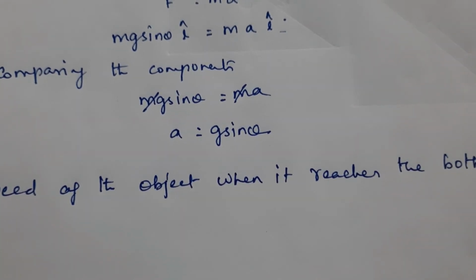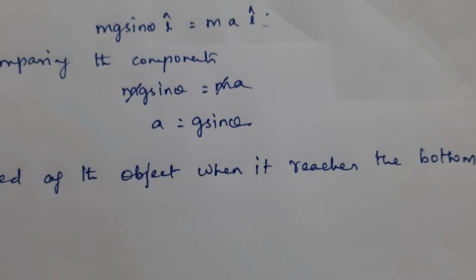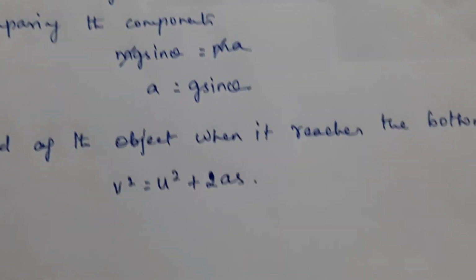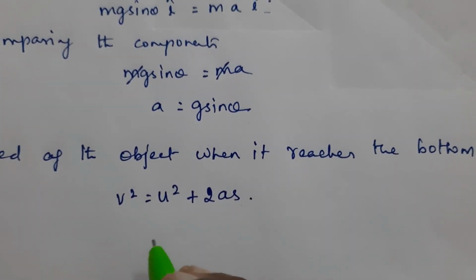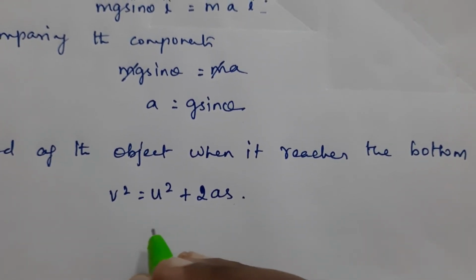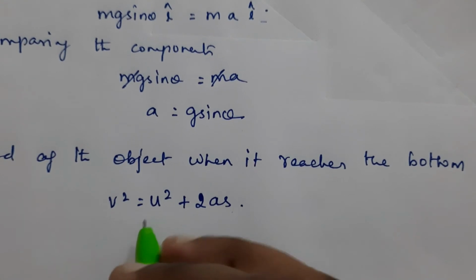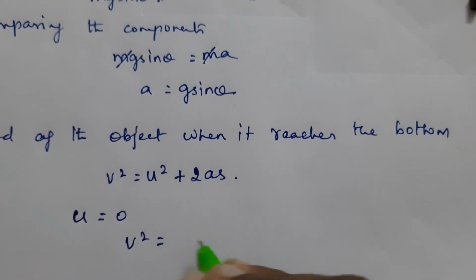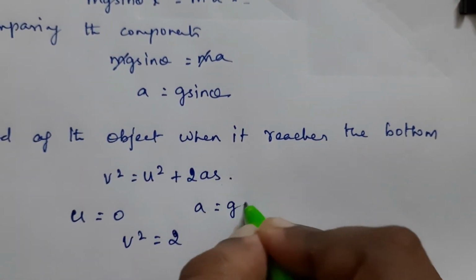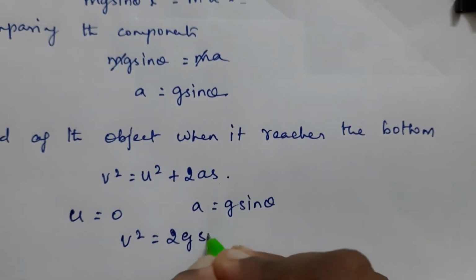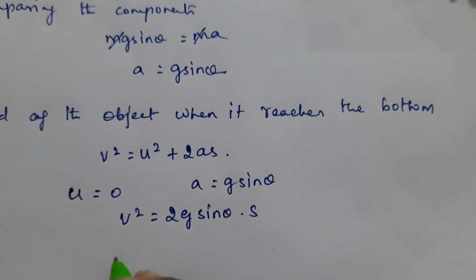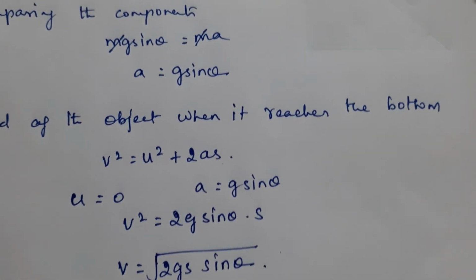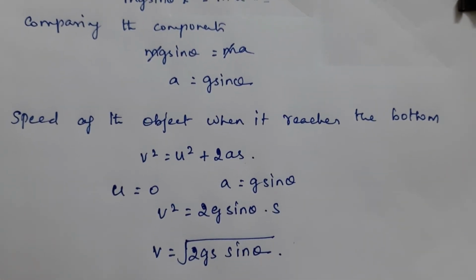So how to find out the speed of the object? That is v square is equal to u square plus 2as. We have to use this formula. The speed is along the x direction only. What is the initial speed? The initial velocity is equal to 0. So v square is equal to 2 times a, and your a is g sin theta, so v square is 2 g sin theta into s. So v is equal to root of 2gs sin theta. This is the speed of the object when it reaches the bottom.